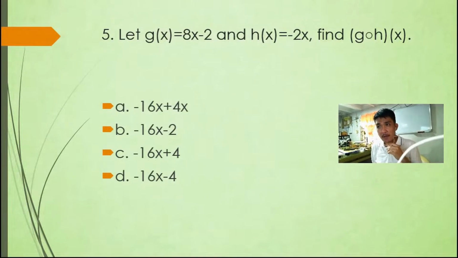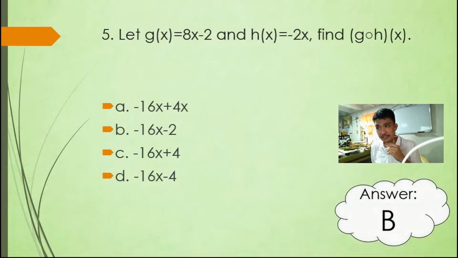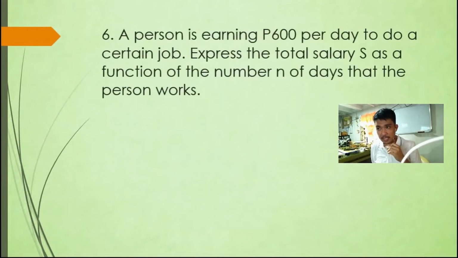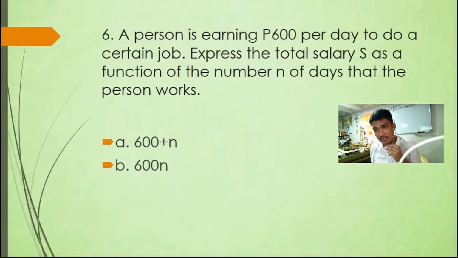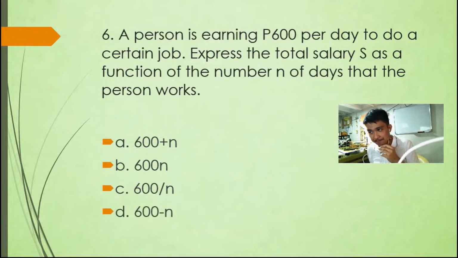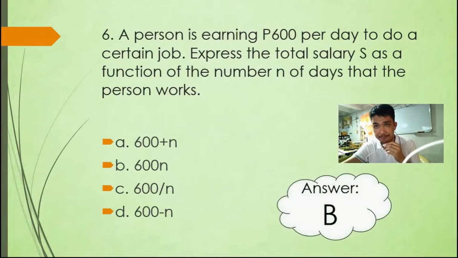Number 6. A person is earning 600 pesos per day to do a certain job. Express the total salary S as a function of the number n of days that the person works. Letter A, 600 plus n. Letter B, 600n. Letter C, 600 over n. Or letter D, 600 minus n. Now the answer is letter B.